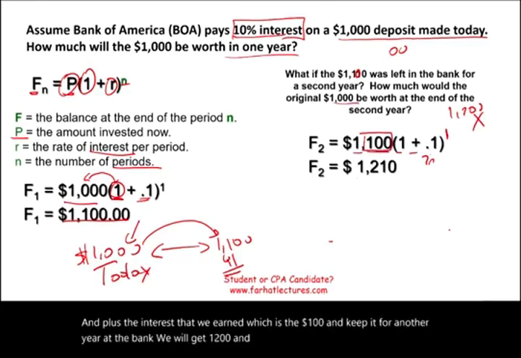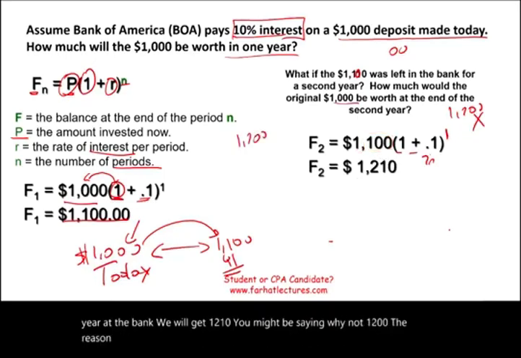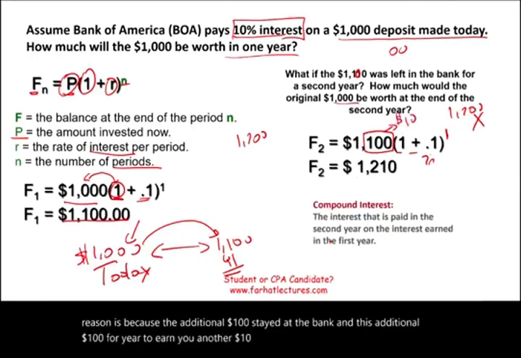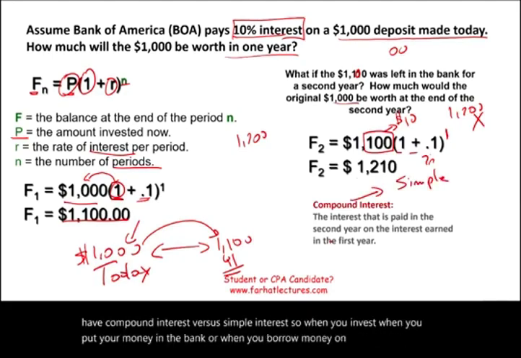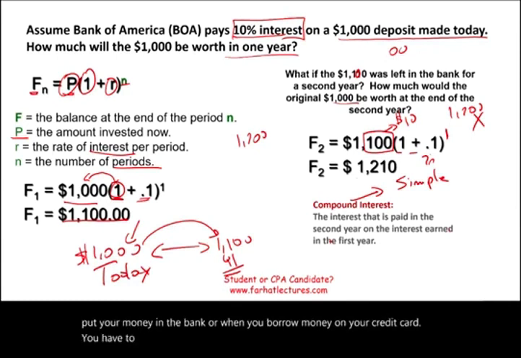You might be saying, why not 1,200? The reason is because the additional $100 stayed at the bank, and this additional $100 for year 2 earned you another $10. And this is called compound interest. We have compound interest versus simple interest. So when you invest, when you put your money in the bank, or when you borrow money on your credit card, you have to understand how you are being charged.